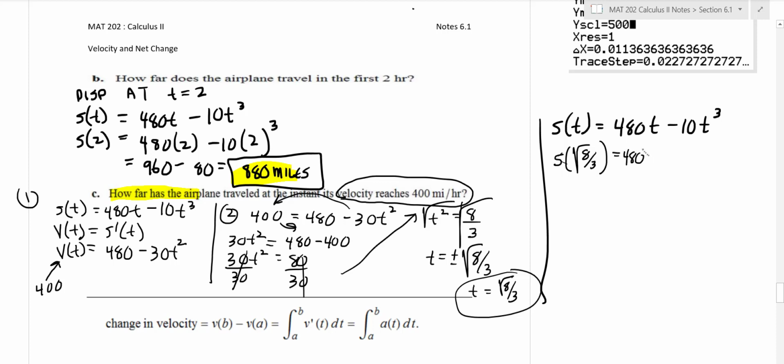Okay, so I've got 480 times the square root of 8/3 minus 10 times the square root of 8/3 to the third power. I'm just going to work all this out here and see where this leads us and try to simplify it.